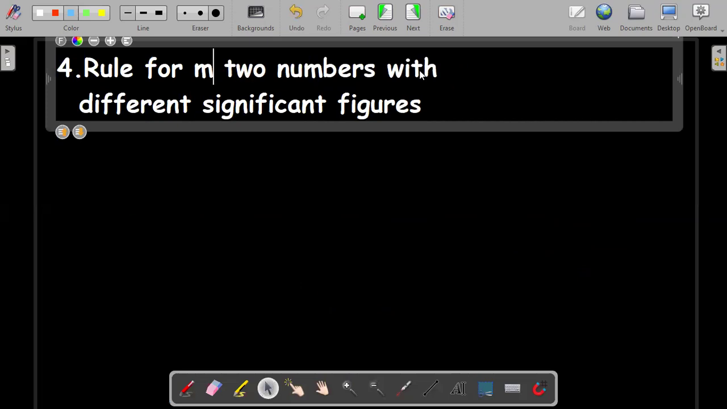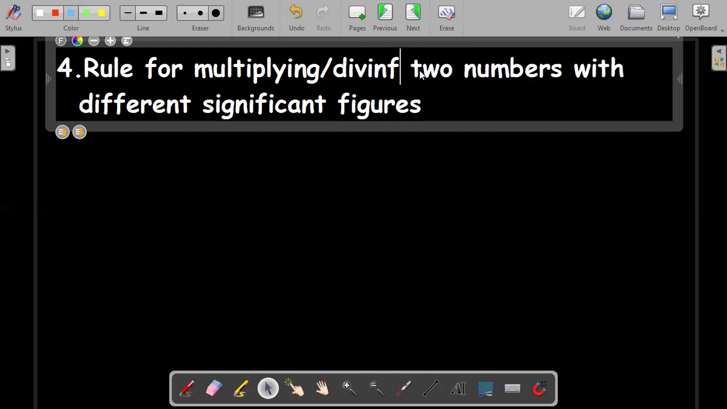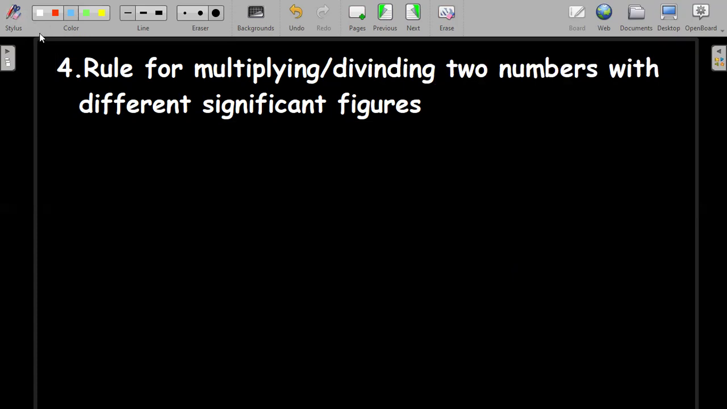So the rule for multiplying or dividing. All right, so what is the rule for multiplying or dividing two numbers that have different significant figures? The rule is that once you do your multiplication or your division, the final answer should have the same number of significant figures as the number that had the least number of significant figures.